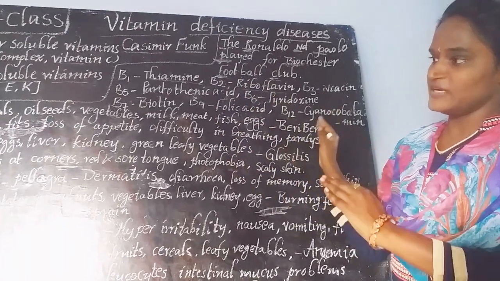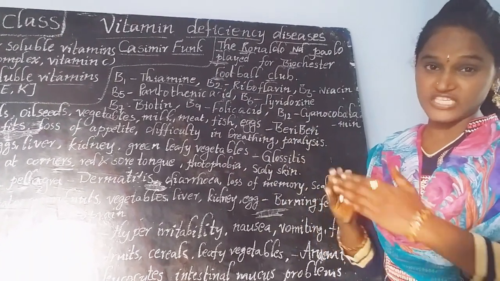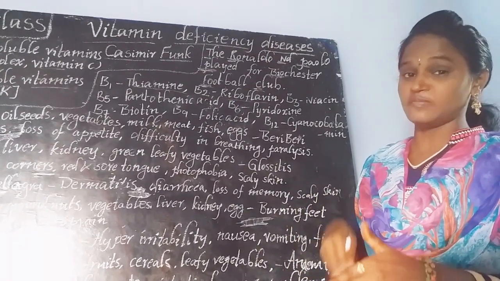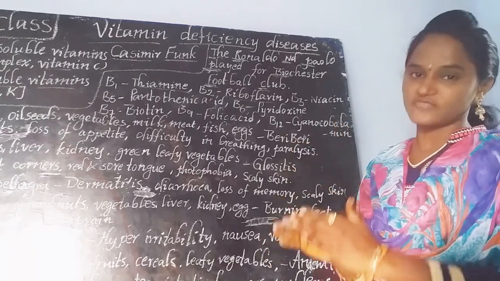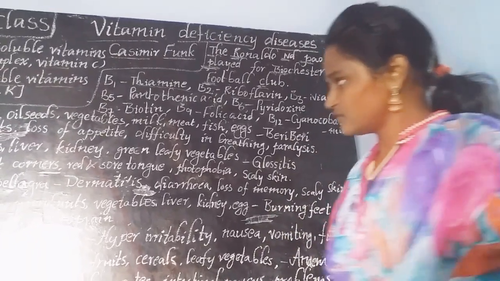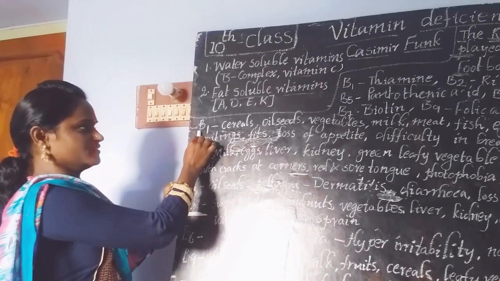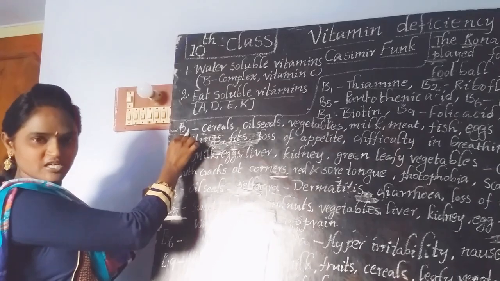Now let's have a deep discussion: what are the sources of these vitamins, by the deficiency of this vitamin what disease do people get, and the symptoms of the disease. Okay, are you ready? See here children, B1. What is the scientific name of B1?